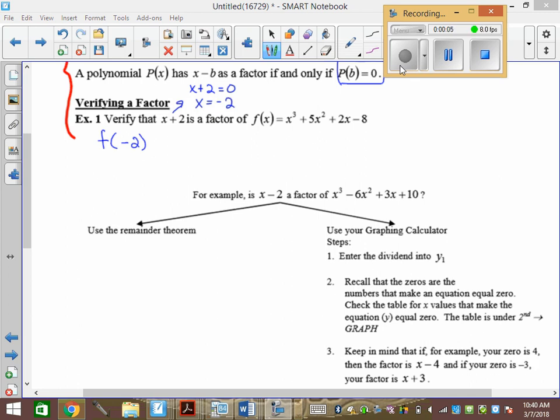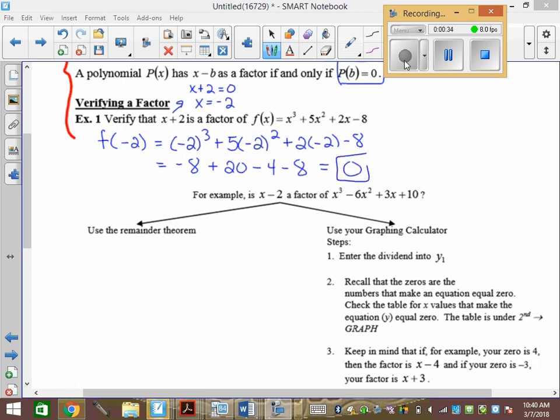All right. So we're going to plug it in, and we're going to get negative 2 cubed plus 5 times negative 2 squared plus 2 times negative 2 minus 8. And so we get negative 8 plus 20, minus 4, minus 8. So you get negative, ooh, boom, 0.